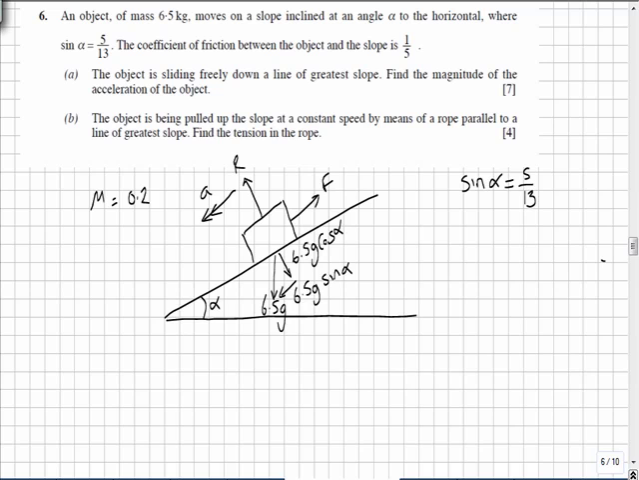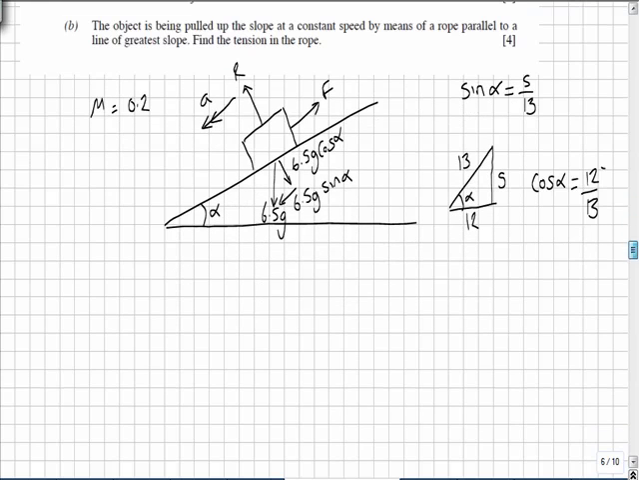We're also given that sin alpha is 5/13. This is just to extend the question slightly. If we were to draw a right-angled triangle with 5 being the opposite, 13 being the hypotenuse, we can see it's a Pythagorean triple with the adjacent being 12. That would make cos alpha equal to 12/13, which we might need later when we come to calculate the frictional force.